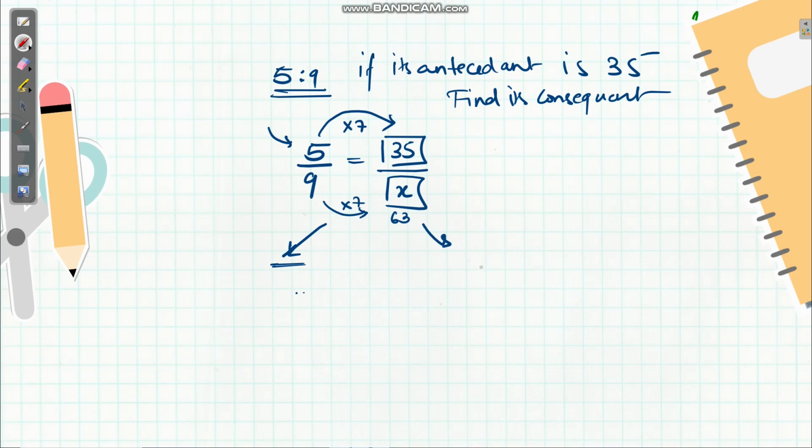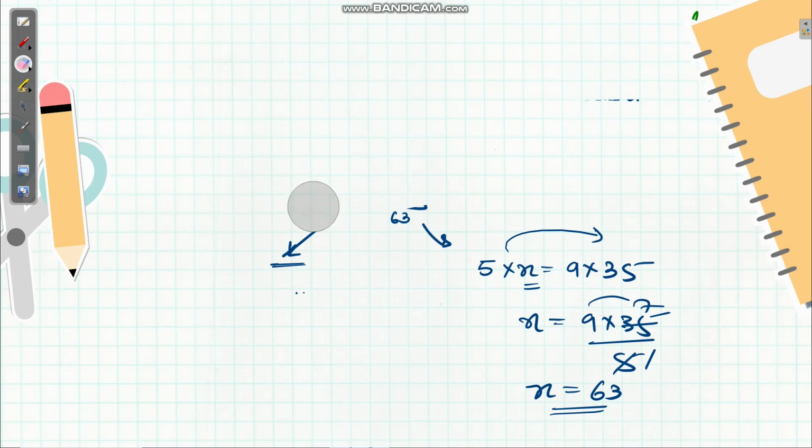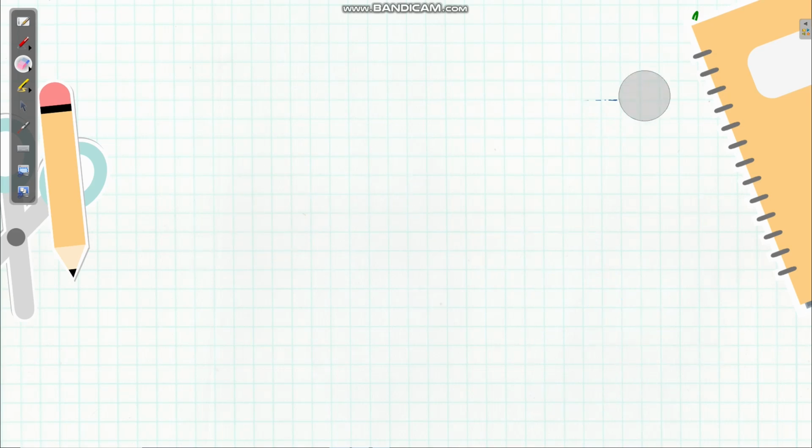Second way is you just cross multiply. So 5 into x is equal to 9 into 35. I want to find x, so take 5 that side. X is equal to 9 into 35 upon 5. 5 ones are 5, 5 sevens are 35. What is remaining is 9 into 7, that's 63. So either you look at the question and see into what it gives, or you cross multiply. By any method you will get the same answer. Okay, one last question before we stop.